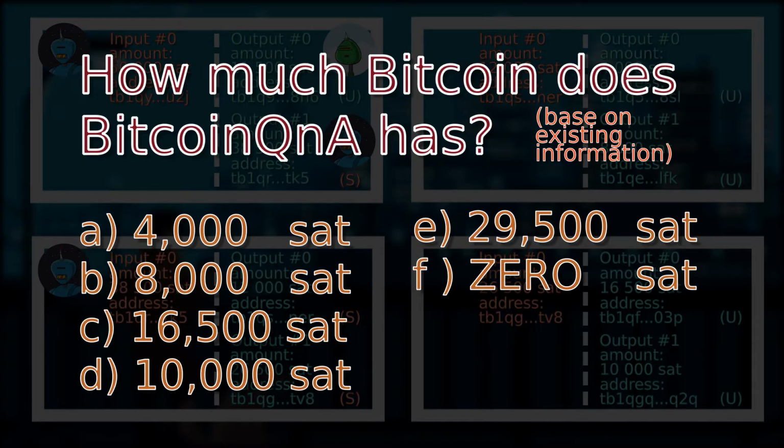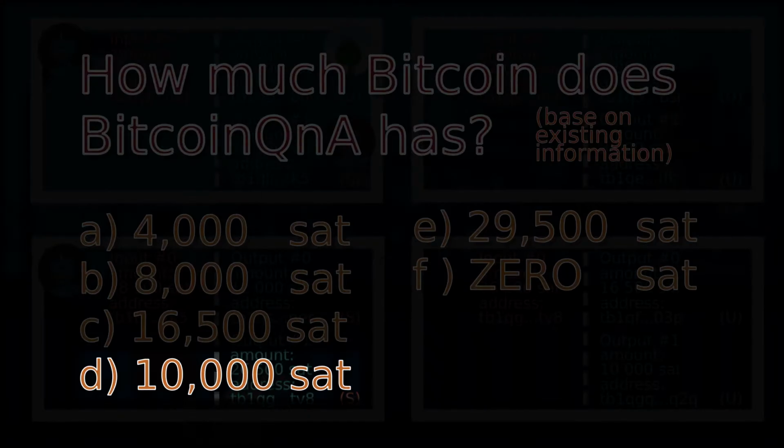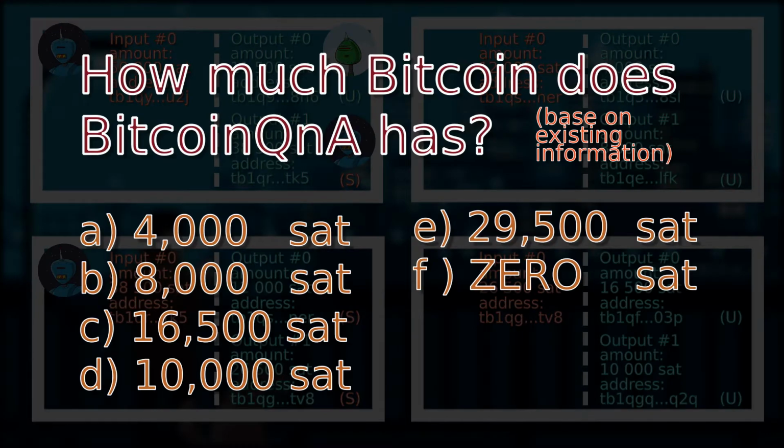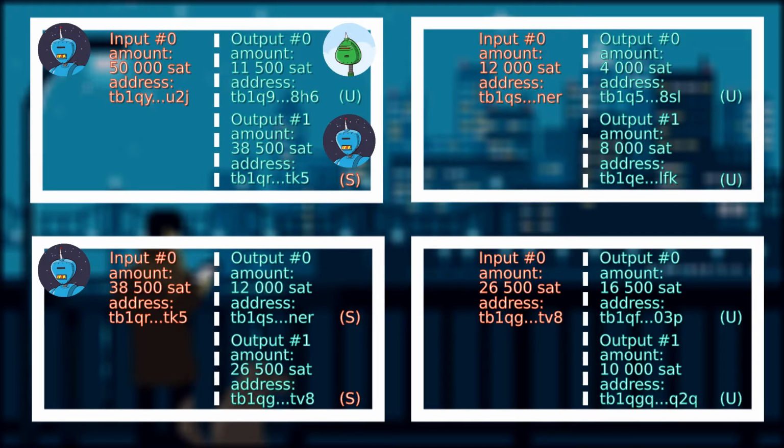If you picked answer D, 10,000 sat, very good. That is the expected answer. But if you picked any other answer, you are also potentially correct, but we will explain that later in the series. Now, let us go through the reasoning behind the answer of 10,000 satoshis.